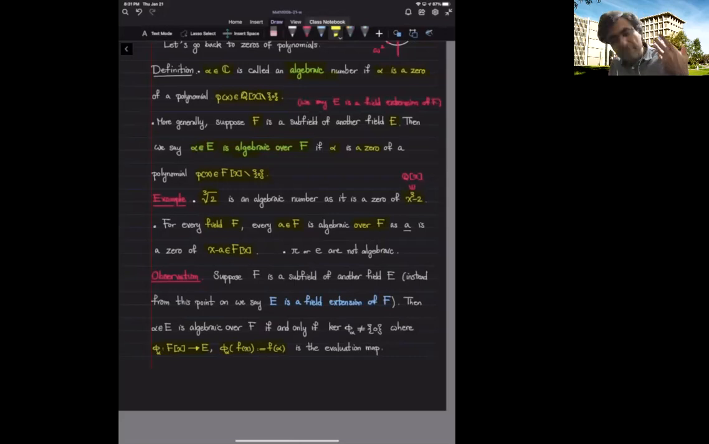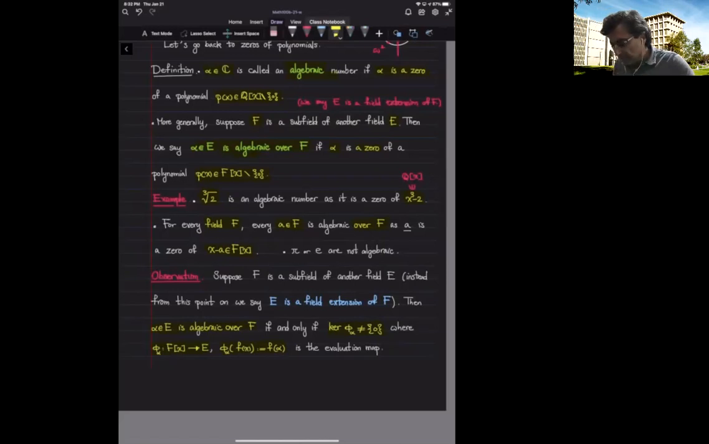So vice versa, if the kernel of the evaluation map is not zero, this means I can find a polynomial there that has alpha as a zero. And if it is zero, then we don't have such a polynomial. So this means alpha is algebraic over F precisely when the kernel of the evaluation map is not zero. Okay, so this is a modern way of understanding algebraic numbers. But let's see, at the end of the day, we want to understand these algebraic numbers, do arithmetic with them, add them, multiply them, and so on.